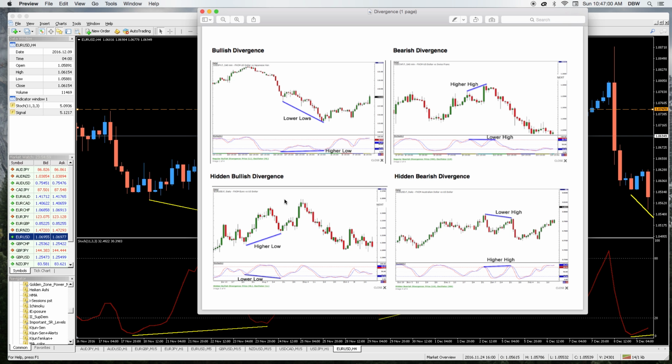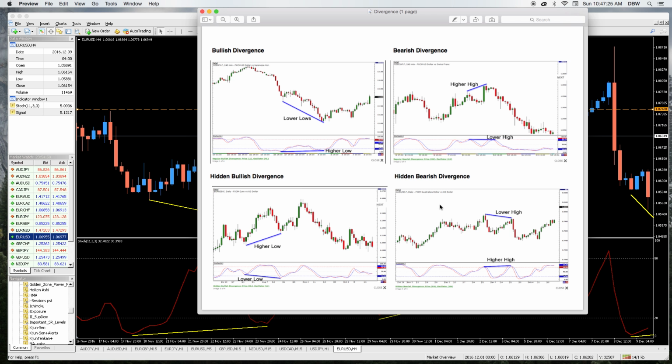Hidden bullish divergence, which is supposedly just the opposite, but the way to read this is on the bottom we have price going from a low to a high, and on the oscillator we have it going from a high to a low.